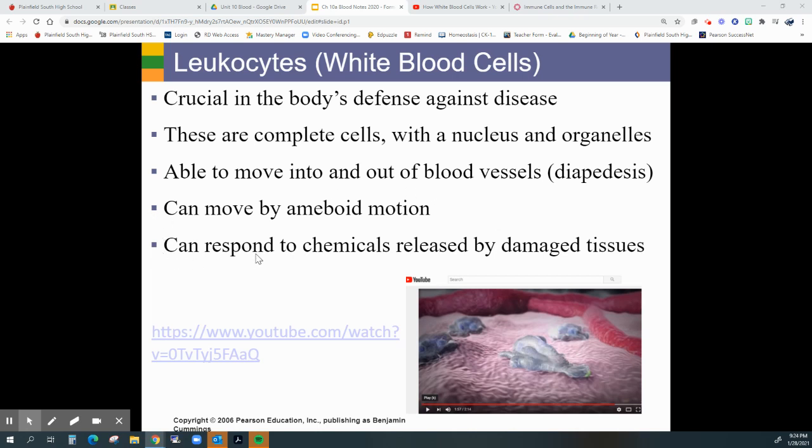They can specifically respond to chemicals that are released by damaged tissue. So if you were to, say, sprain your ankle or have a heart attack, any of those cells that have died during those two processes will release a chemical and initiate our white blood cells to go out and not only get rid of the damaged tissue, but also start the repair process as well. So they're really important. We need quite a bit of them, but they don't have the same process as red blood cells.